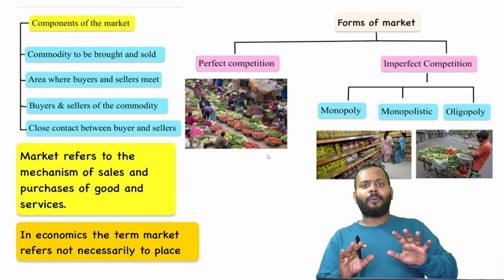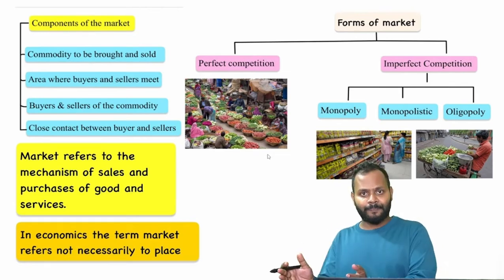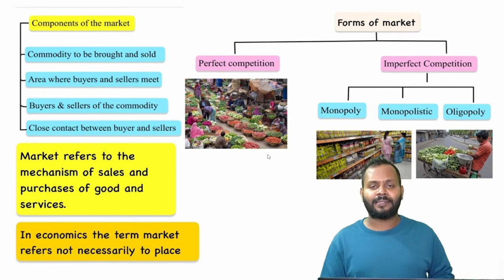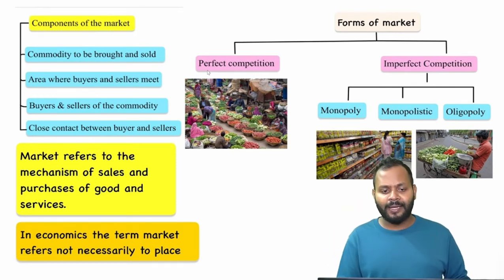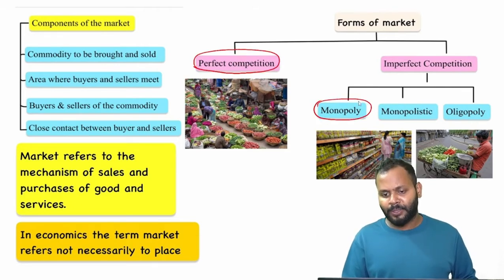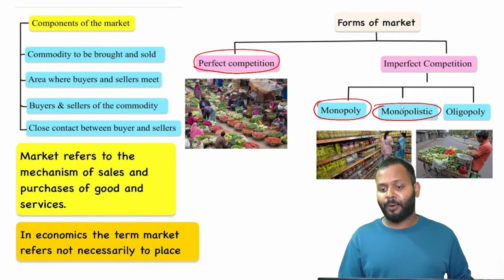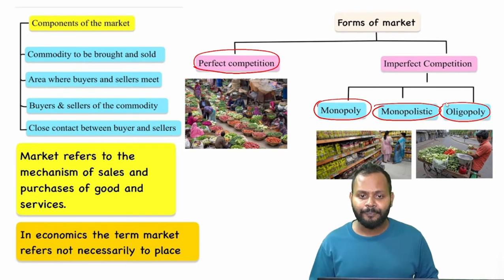In this class, we will try to understand in economics how the markets are different from each other. What are the different types we will understand? There are four basic markets that we'll study today. One is perfect competition, one is monopoly, one is monopolistic competition, and one is oligopoly. These are the four markets we'll study.